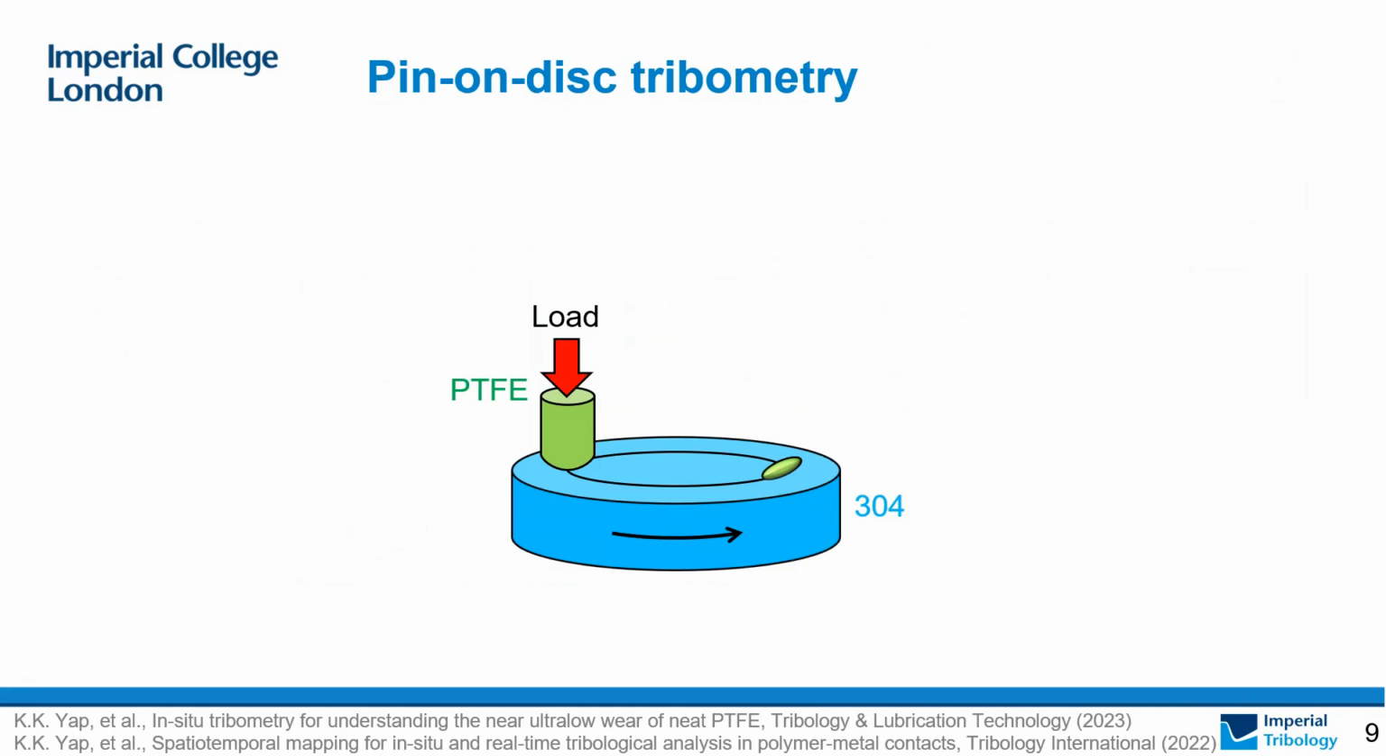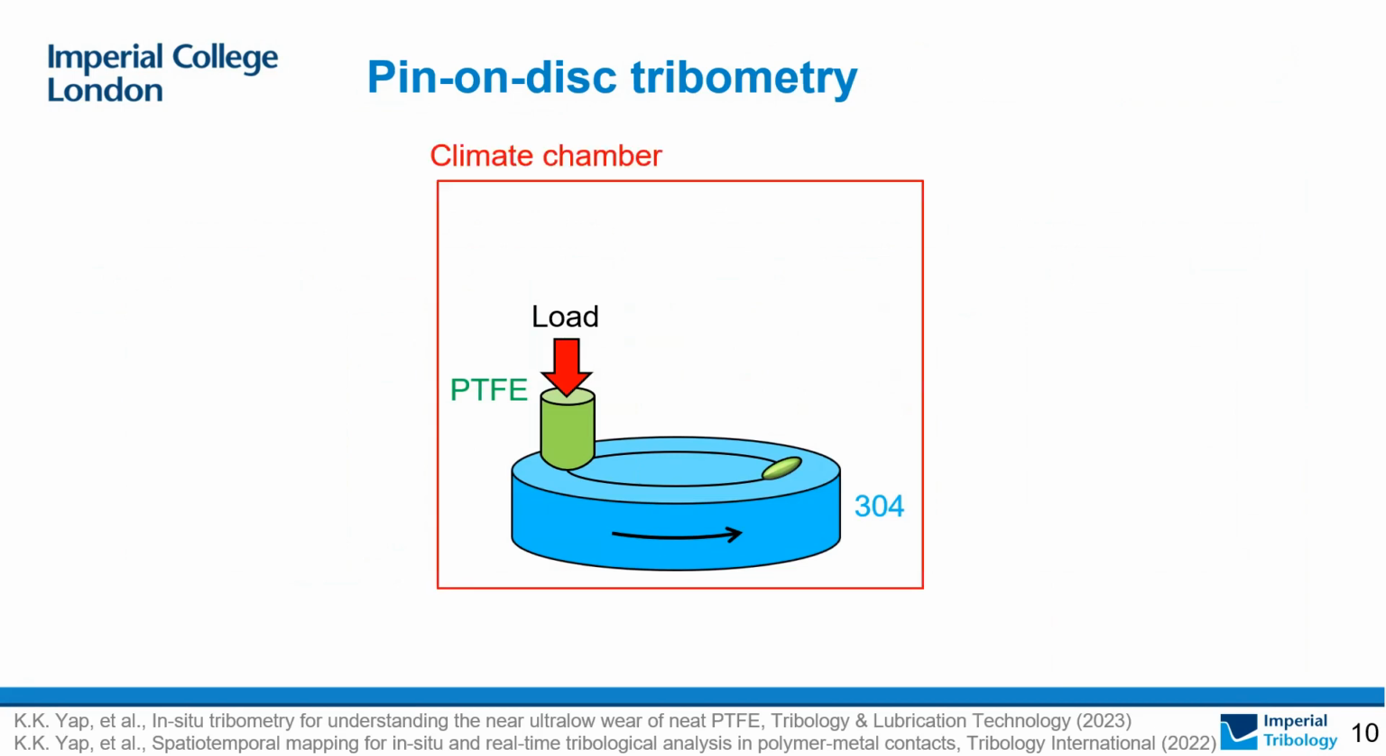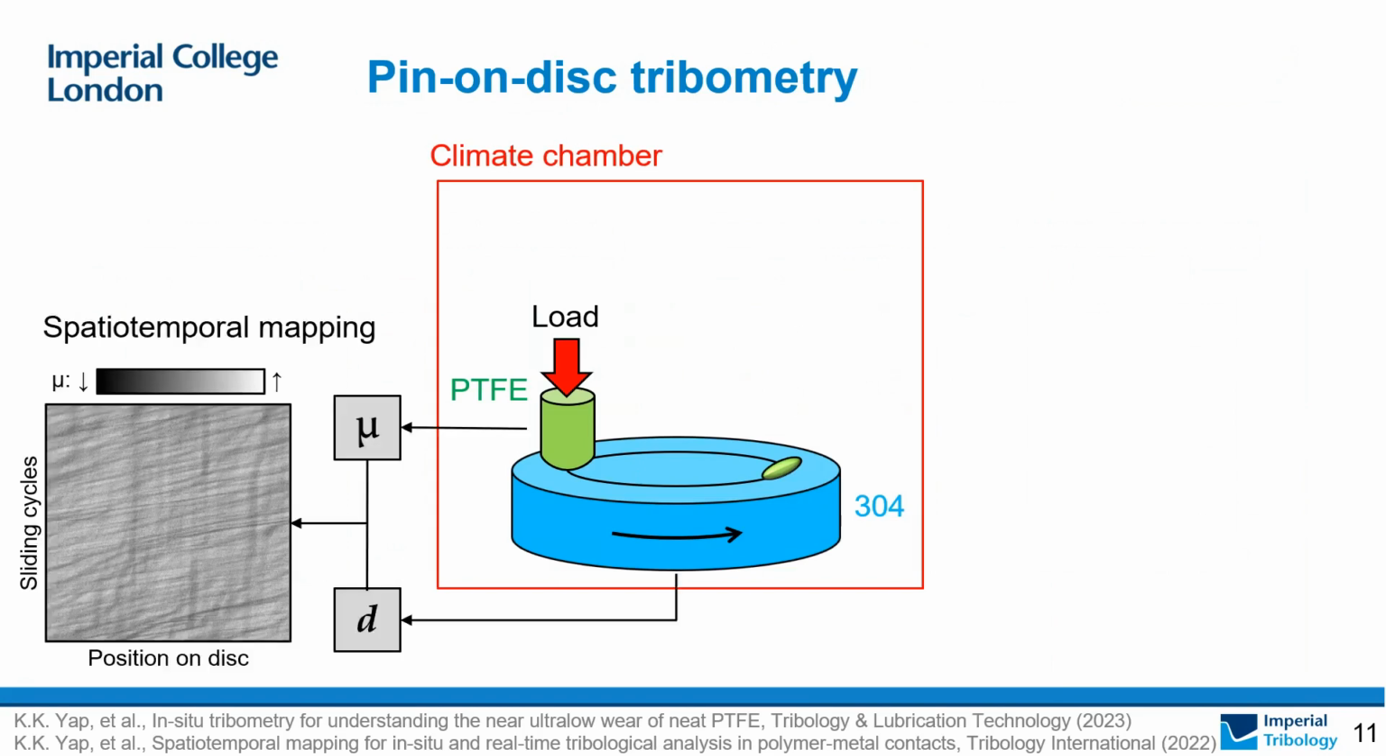In my PhD, I use a pin-on-disc tribometer to study transfer films. In my case, the stationary pin was made of PTFE, while the rotating disc was made of 304 stainless steel. The tests were performed in a climate chamber where the humidity can be controlled, and two in situ techniques were used to observe in real time the development of these transfer films.